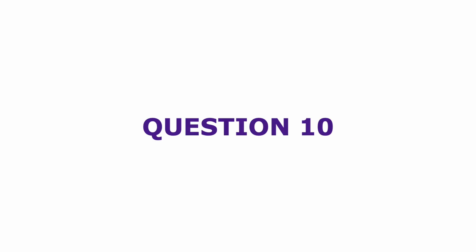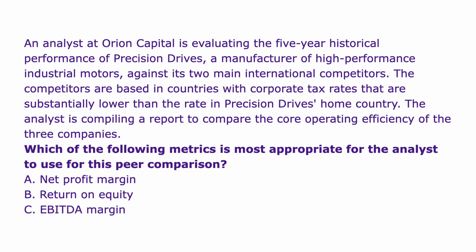Question 10. An analyst at Orion Capital is evaluating the 5-year historical performance of Precision Drives, a manufacturer of high-performance industrial motors, against its two main international competitors. The competitors are based in countries with corporate tax rates that are substantially lower than the rate in Precision Drive's home country. The analyst is compiling a report to compare the core operating efficiency of the three companies. Which of the following metrics is most appropriate for the analyst to use for this peer comparison?